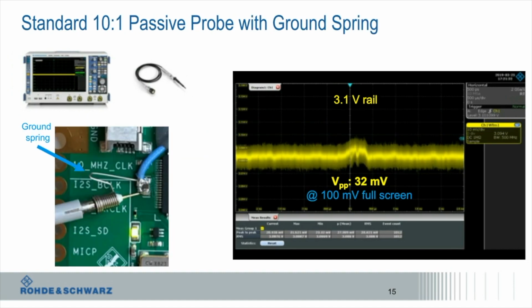If we use the same probe, but this time with a shorter ground, a ground spring, across the bypass capacitor, we get a significantly more accurate measurement. This time we measure 32 millivolts of peak-to-peak voltage. Remember, we started with a measurement of 69 millivolts. We've already improved our measurement result by 50% by using better grounding.